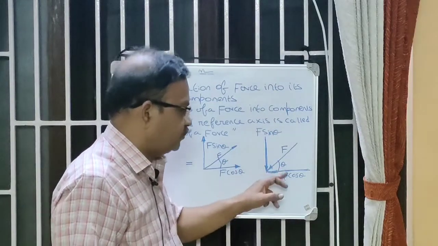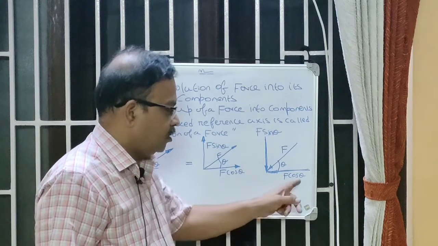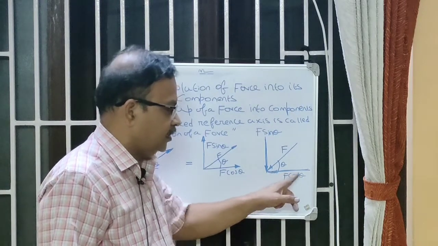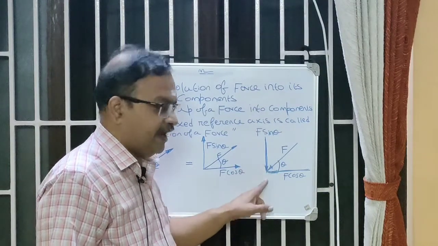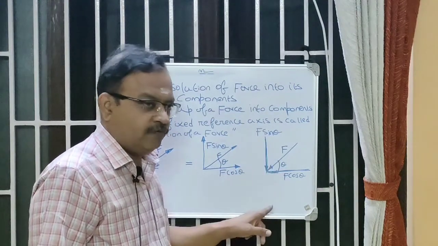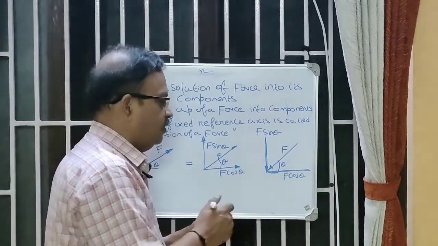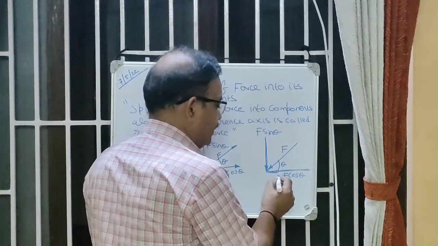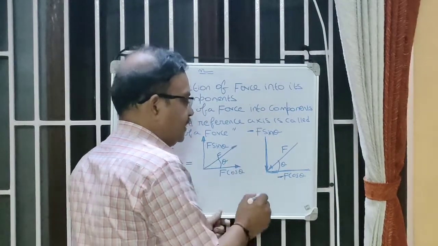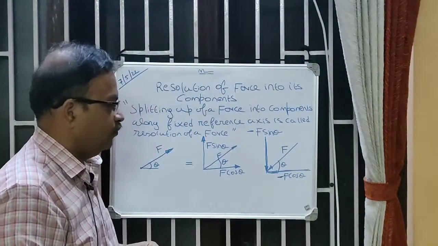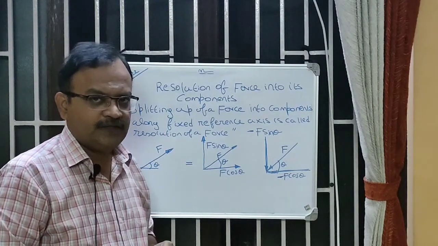Now if you resolve this force into two components, F cos theta and F sin theta, but in the horizontal direction the force acts towards the left, and in the vertical direction the force acts downwards. In such a case, this F cos theta will be minus F cos theta. Similarly, F sin theta will be minus F sin theta. So indicating the force along with the sign convention is absolutely essential.